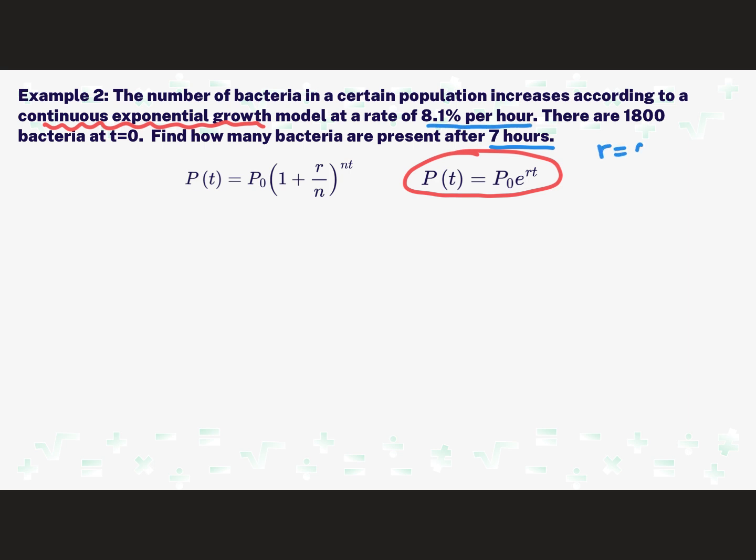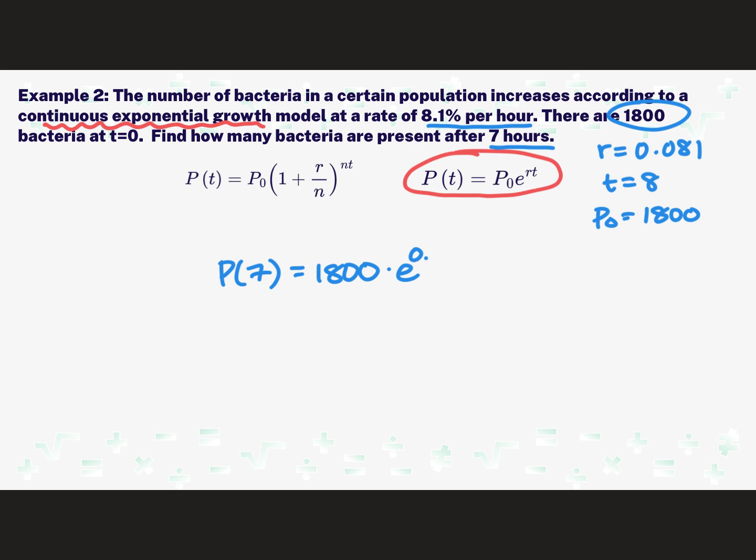So that rate as a decimal would be 0.081. The time would be 7 hours, and then our initial population is 1,800. So to find what that population is going to be in 7 hours, we would take that initial value, 1,800, times e, since it's a continuous growth, to the power of 0.081 times 7. Okay, using a calculator to help us simplify, if you plug that in, you should get 3,173.346.